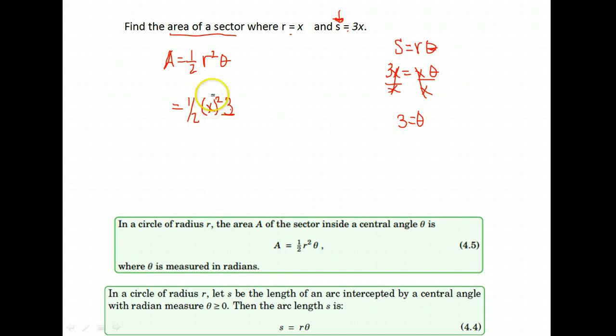So I have 1/2 times my radius, which was x, squared, times theta, which we found to be 3. We multiply those. 3 times 1/2 is 3/2. x squared is just x squared. So the area of this sector that they described would be 3/2 x squared.